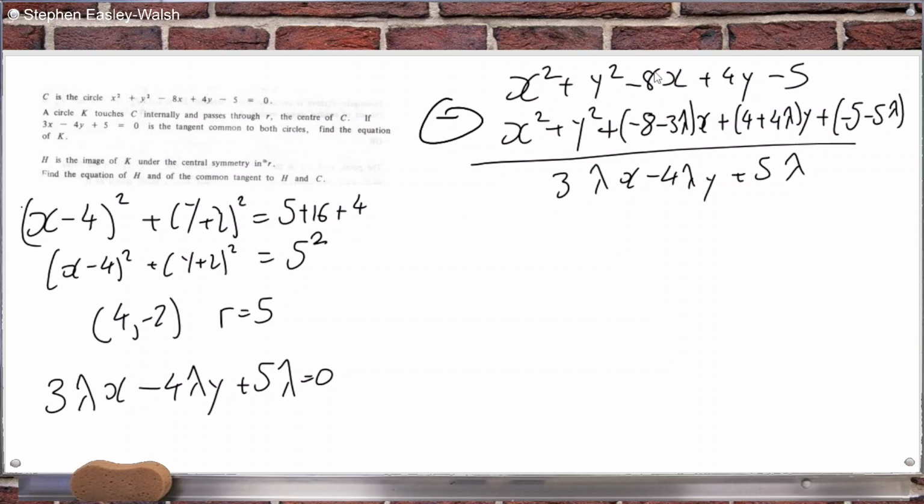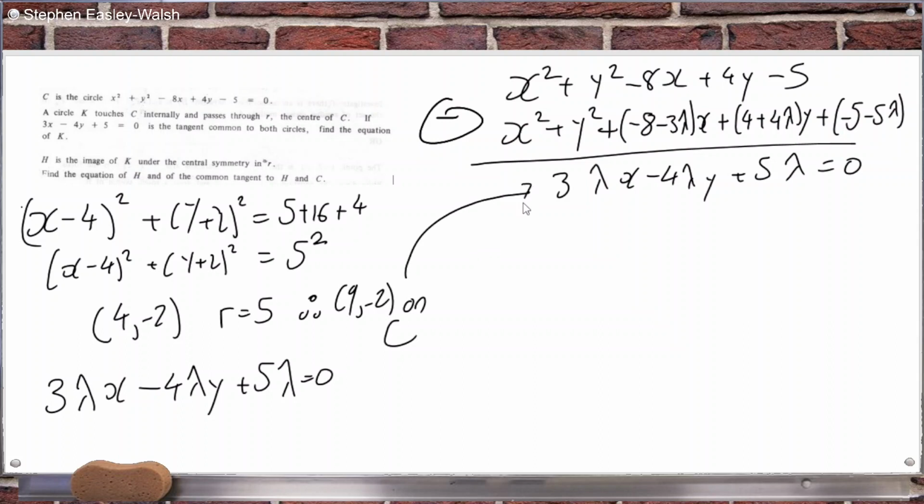So let's just check that out. Minus 8 minus minus 8 is gone, and then you're left with 3λ. 4 minus 4 is gone, you're left with -4λ. That's gone, you're left with 5λ. Okay. So, all I have to do now is figure out what the lambda is, which I can do if I use any point on the equation of this circle. I know the center and I know the radius, so why not just move 5 units to the right? So, therefore, (9, -2) is on C.